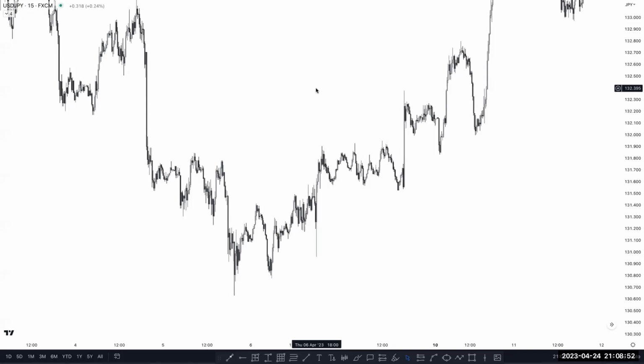Give a 5 minute for Bank Nifty. Sir, Bank Nifty, I already explained.